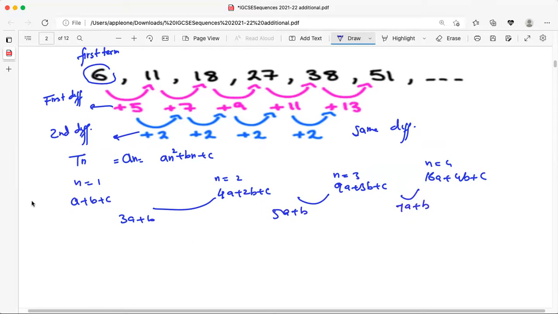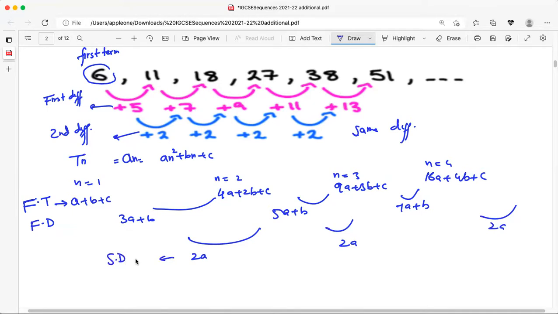This is known as the first term. This is known as the first difference. And this is the second difference. We will get the second difference this way. See, the second difference is 2a. Here is also 2a, and here will also be 2a if there is another term there. So this is known as the second difference.